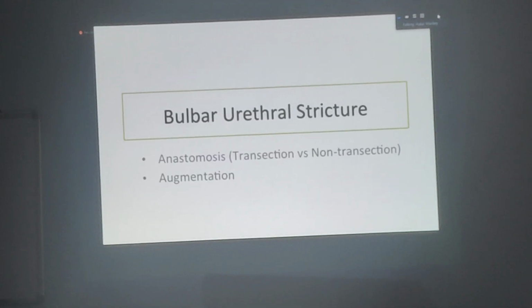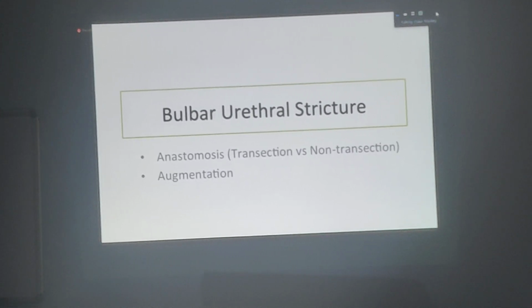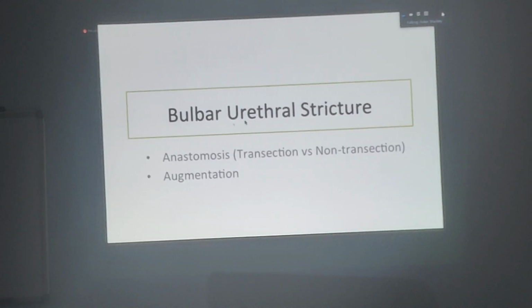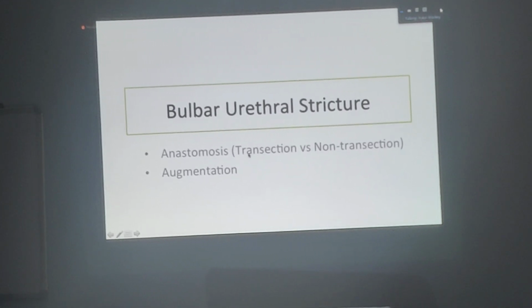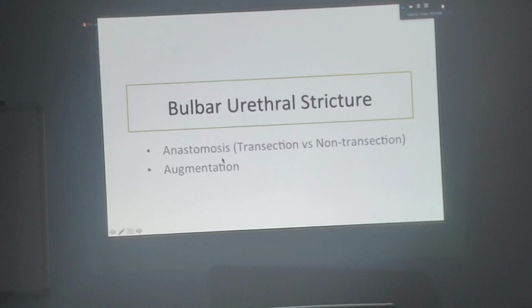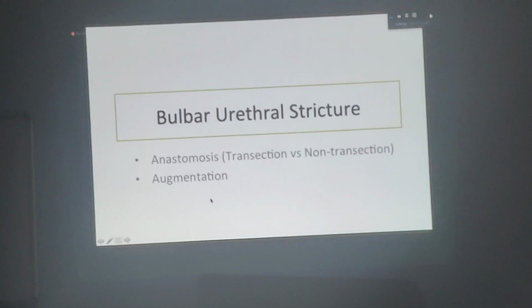So let's talk about bulbar urethral stricture. Bulbar urethral strictures are more commonly encountered, as we all know, than penile urethral strictures or fossa navicularis strictures. And there are two main options: anastomotic urethroplasty, again with transection versus non-transection anastomotic urethroplasty. And of course, the most commonly done is the augmentation urethroplasty.